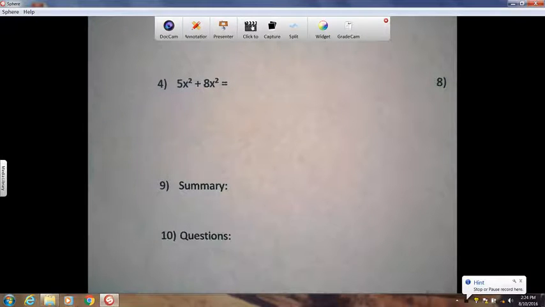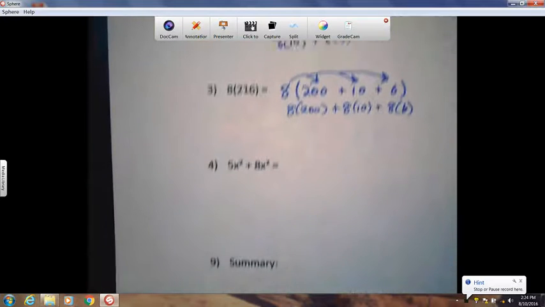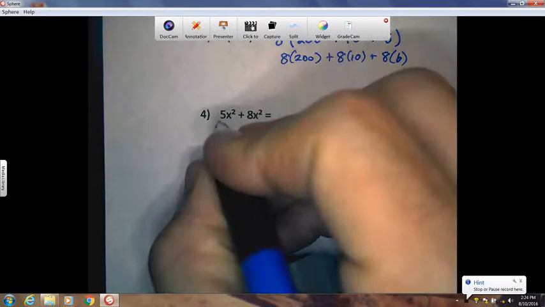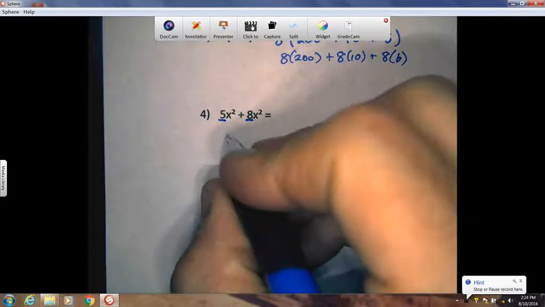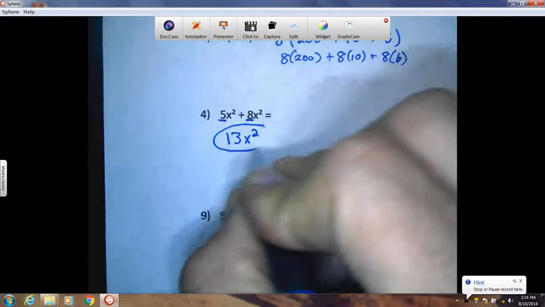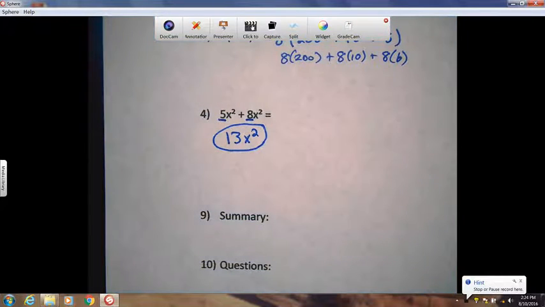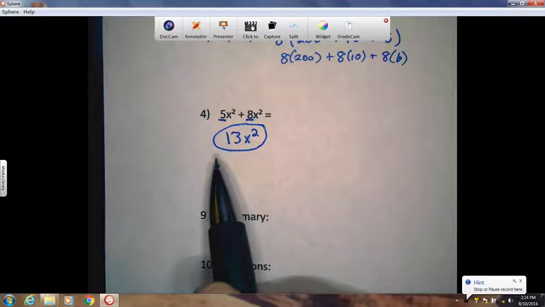So now I look up at my notes where I highlighted. To combine like terms, add coefficients. So here's my coefficient, 5. There's my coefficient, 8. So if I'm going to add those, that's 13x squared. The variable doesn't change at all. Here I had 5x squared, here I had 8 of them. I combined and I have 13 of them.